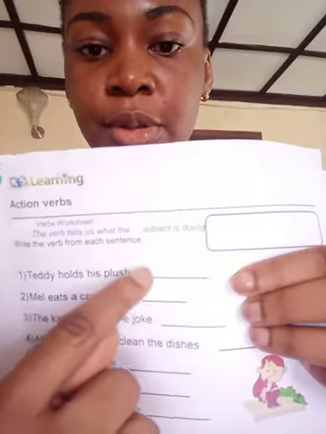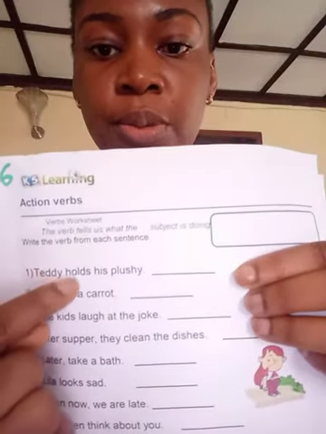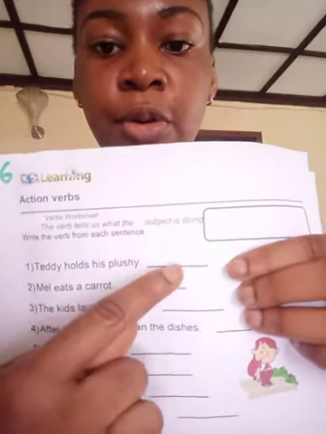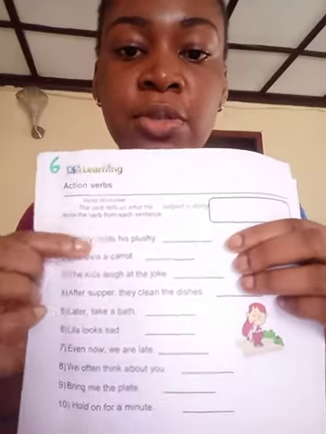Now what is the verb there? What's the action word there? I'm going to say holds. It tells you what Teddy did. He holds. So holds is the action word. You have to write holds on the line here. You write holds, which is the action word, over here. So the same way we found this verb, you continue with the rest of the exercises till you get to number 10. Okay?